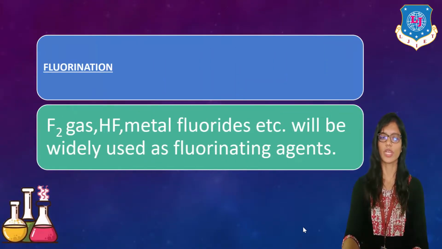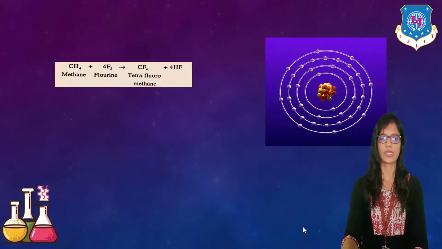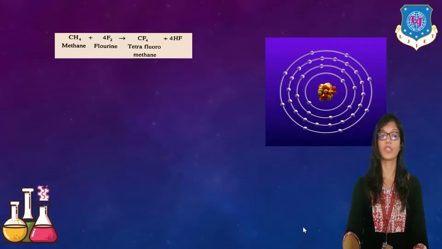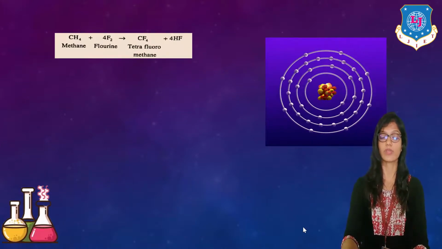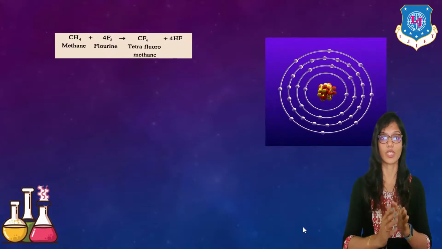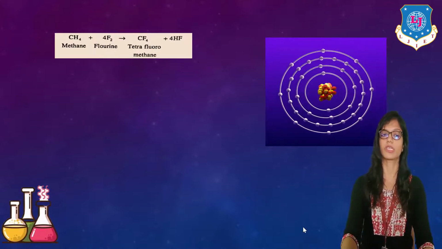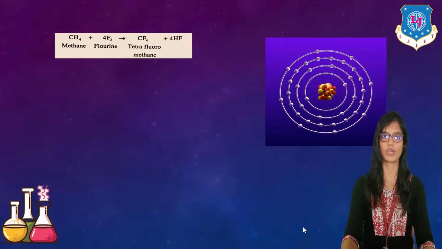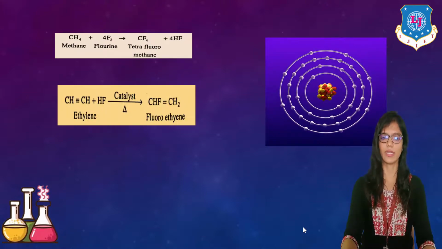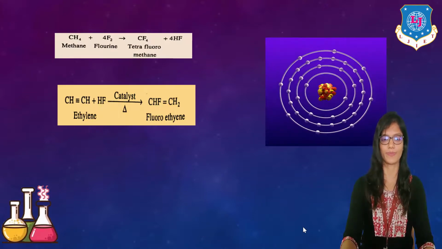Let's talk about fluorination. Here F2 gas, HF, metal fluorides, etc. are widely used as fluorinating agents. As you can see here, we react methane with 4 parts of fluorine, so it's 4F2. All the 4 H are replaced by F, and it converts into tetrafluoromethane plus 4HF. Then we have ethylene, which is converted in the presence of a catalyst into fluoroethylene.